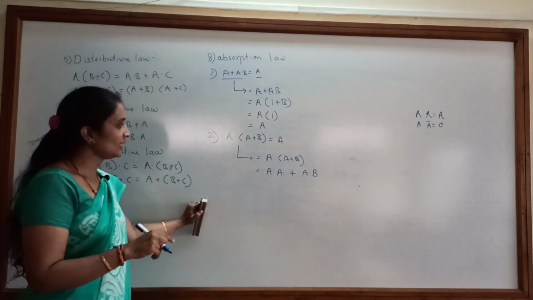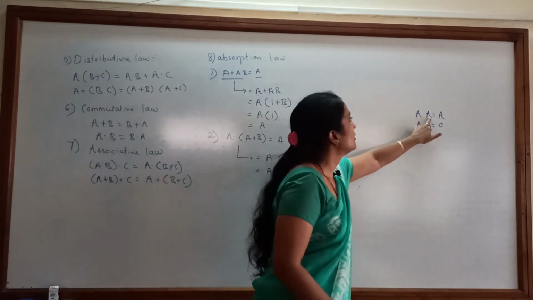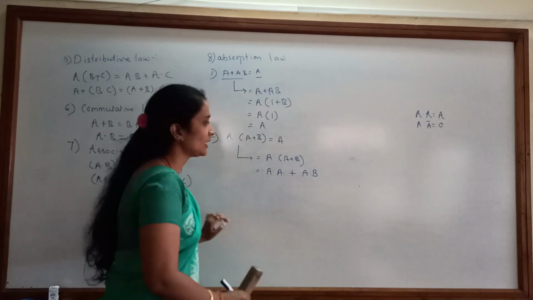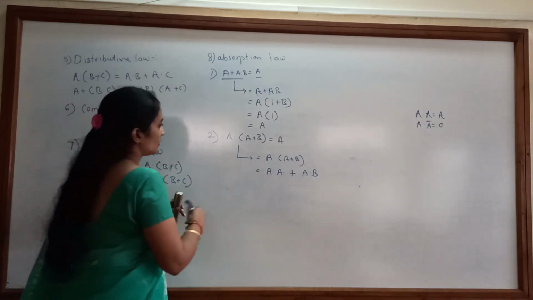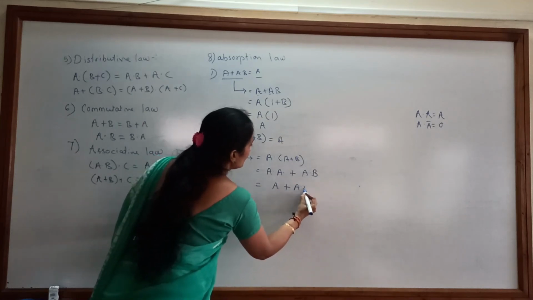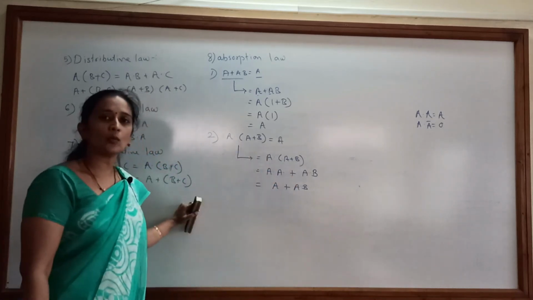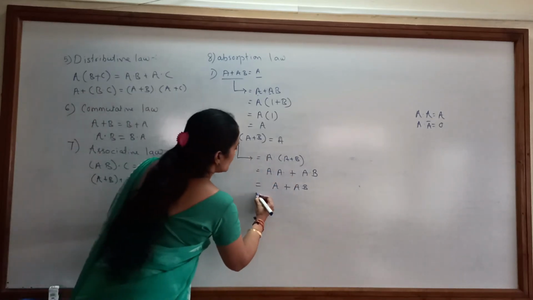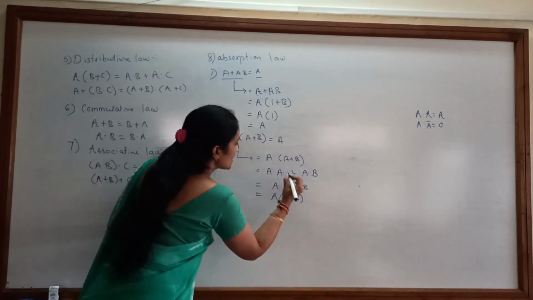A into A plus A into B. If we multiply a number with the number, what we will get? We will get the number A. Therefore, we will get here A plus AB. Again, in this term, what is the common? A is the common. Therefore, take A as a common, remaining is 1 plus B.